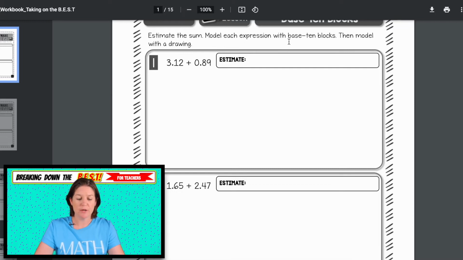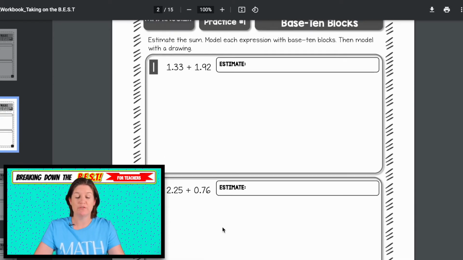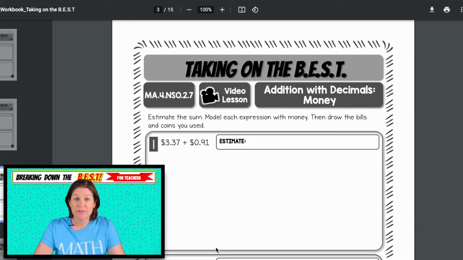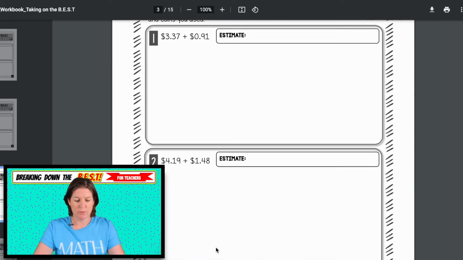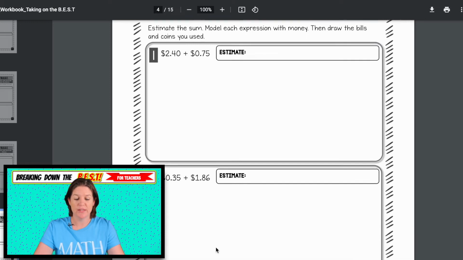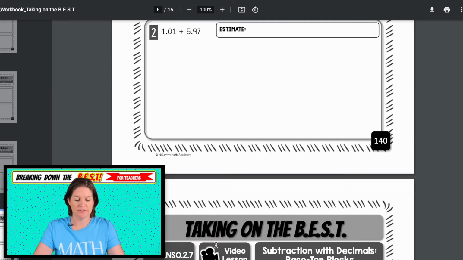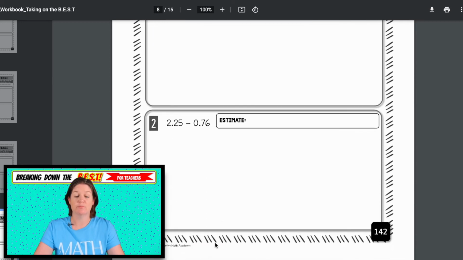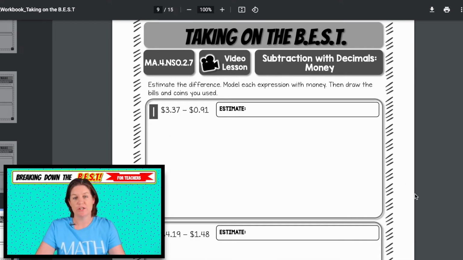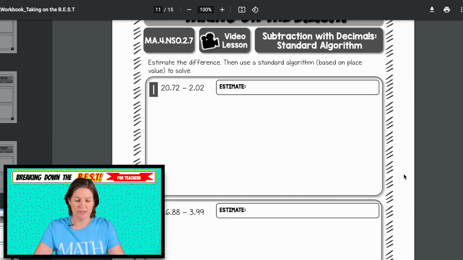Again, we're modeling each expression, there's that word expression, with base 10 blocks, then model with a drawing. Then after we do that in the video, you have an opportunity for extra practice right there, and students can check with the answer key if you'd like, or you can go over it with them. We have the video lesson with money, and then an extra practice with adding with decimals with money. Video lesson, extra practice that looks like the video lesson. The subtraction video lesson, subtraction extra practice that looks like the video lesson, subtraction with decimals with money video lesson, then the extra practice. Lots of good stuff with that silver package.